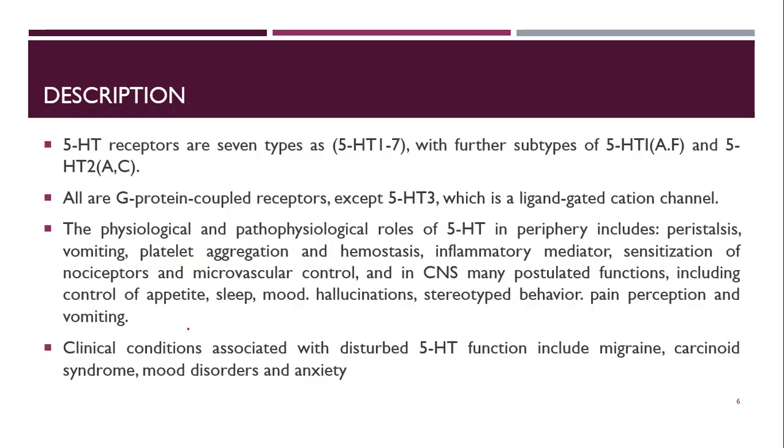Okay, so next, the 5-HT receptors are of 7 types, that is 5-HT1 to 5-HT7, and further subtypes we can find of the 5-HT1, that is from A to F, except for C, and the 5-HT2 has 3 subtypes, that is A, B and C. All of these receptors are G protein coupled receptors, but there is an exception to this, that is the 5-HT3, which is a LGIC, that is ligand gated cation channel.